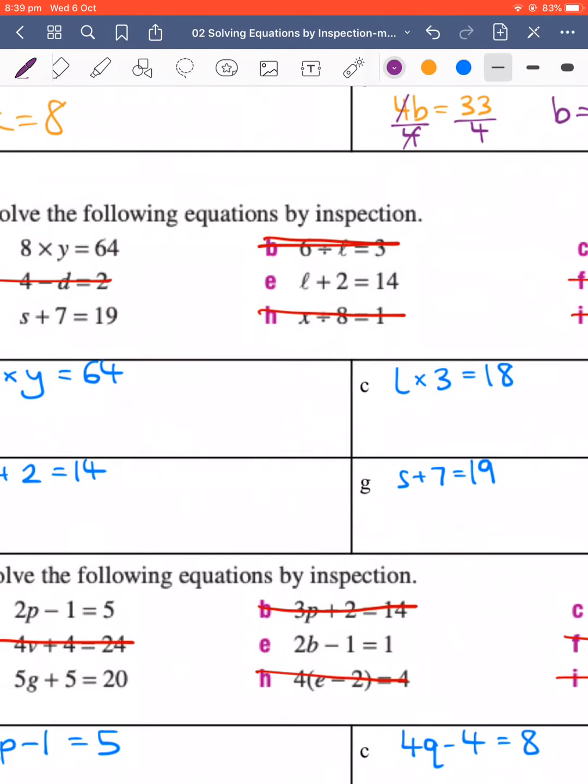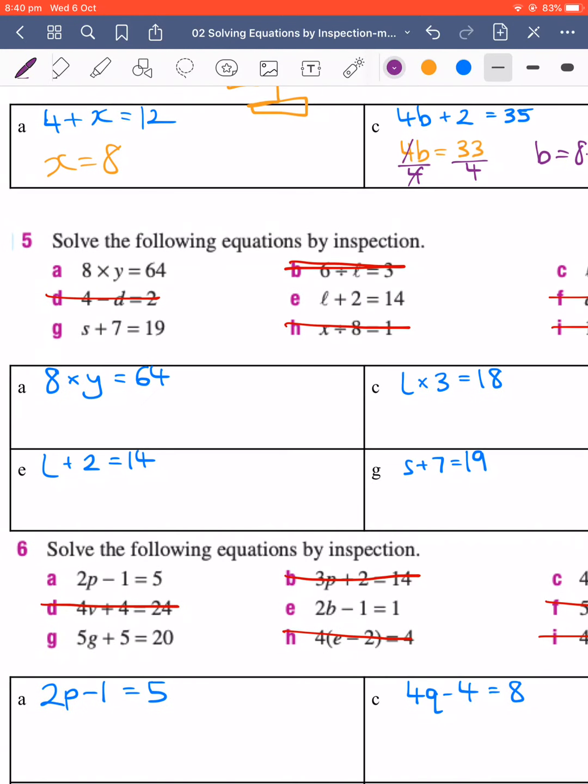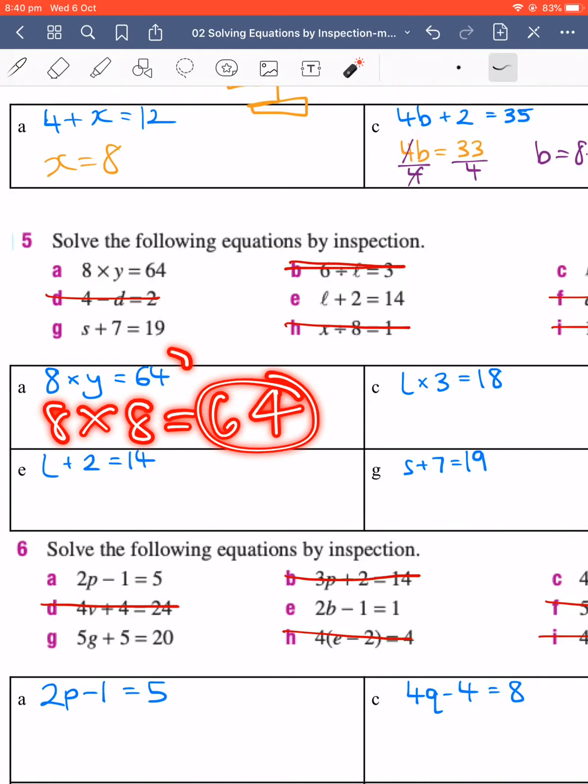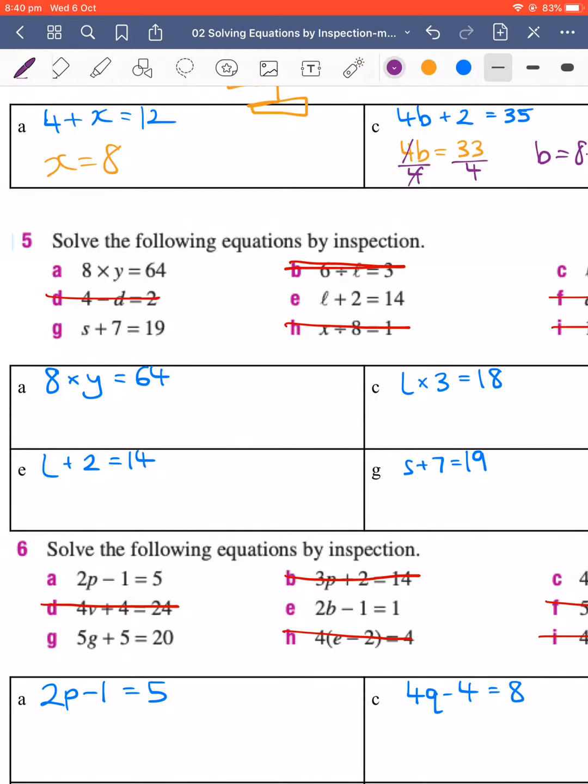Okay, next one we have, again, similar method. I've got 8 multiplied by some number of y equaling 64. So let's try 8 times 7 is 56. That's quite close. Let's try 8 times 8. That gives me 64. That means my left-hand side equals my right-hand side. So my value for this one will be 8.